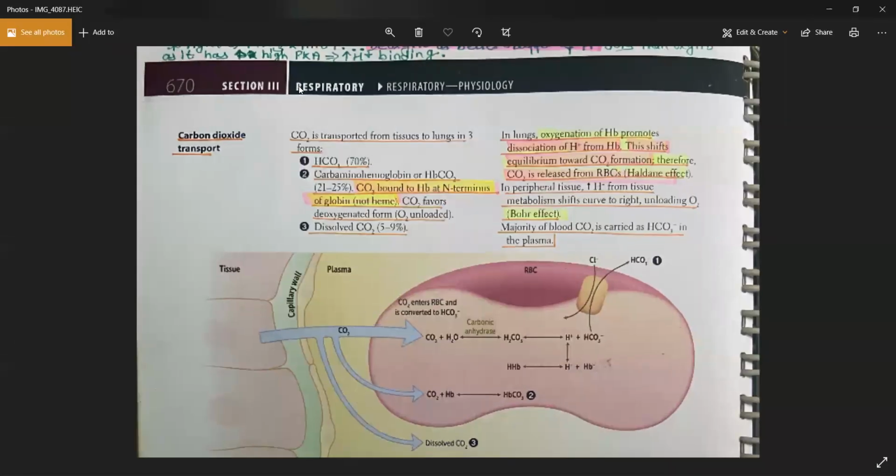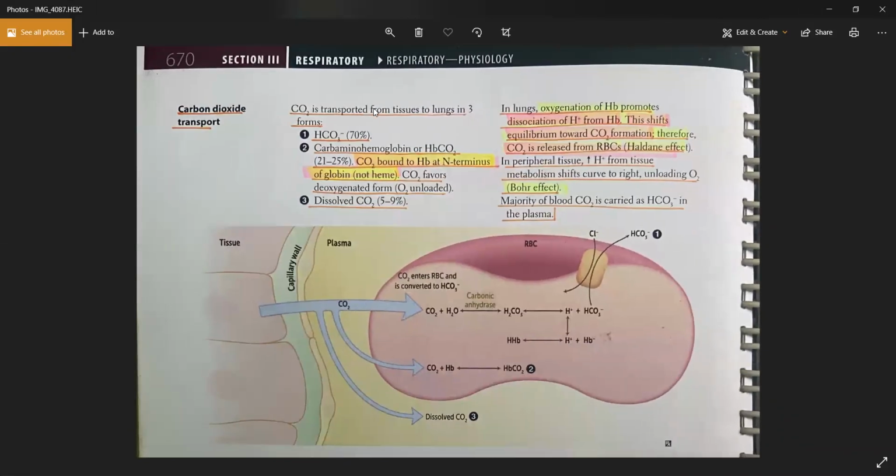Now you have the carbon dioxide transport. You can transport the carbon dioxide in three forms. One is the bicarbonate, second is the carbaminohemoglobin, and third is the dissolved form. And please note, this carbaminohemoglobin does not compete for the oxygen binding site. CO2 has totally different binding sites on the hemoglobin other than the oxygen. Two different sites.